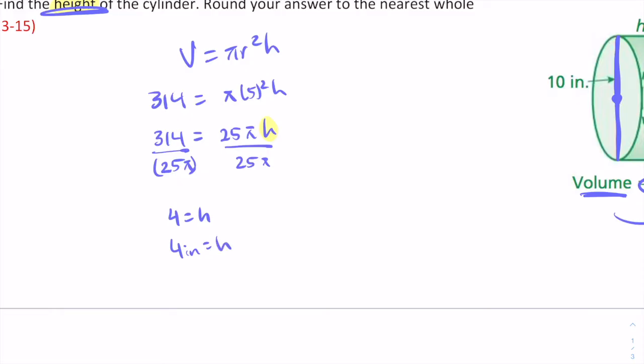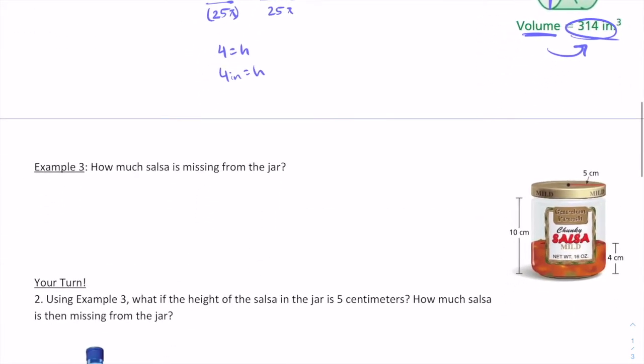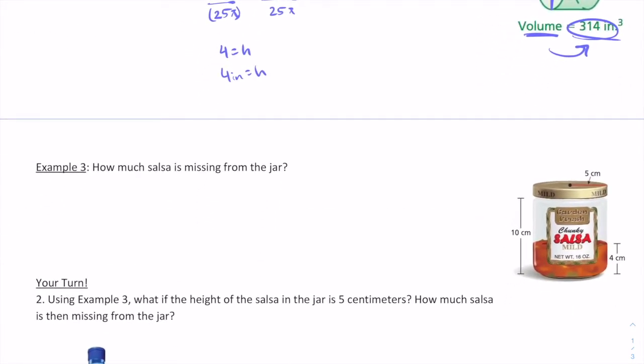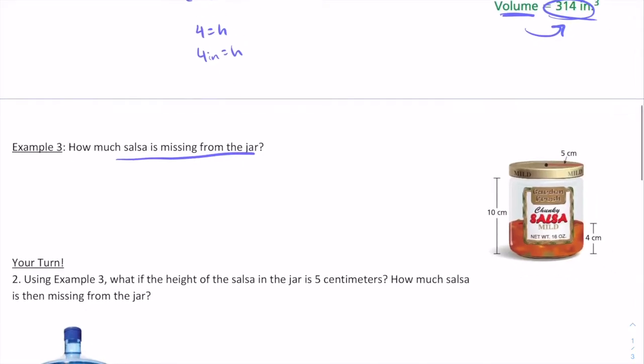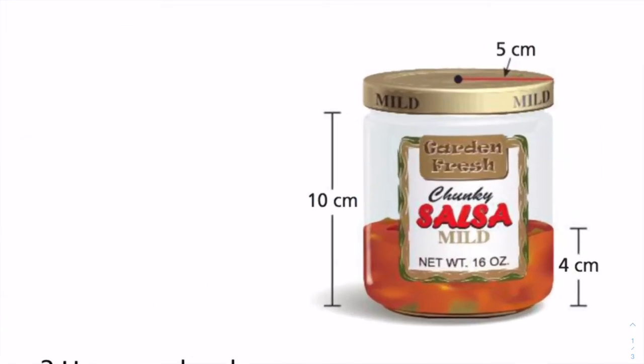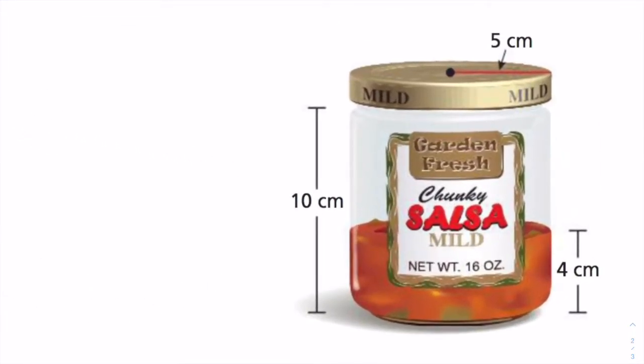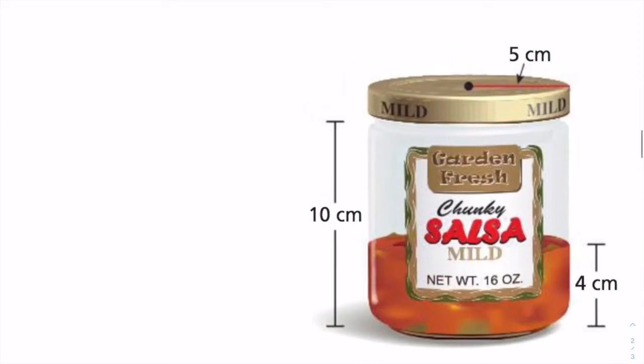All right, so next example looks like we're doing this as well. How much salsa is missing from the jar? Okay, well now let's take a look at this one. This is an interesting problem. I'm trying to figure out how much salsa is missing from the entire jar.